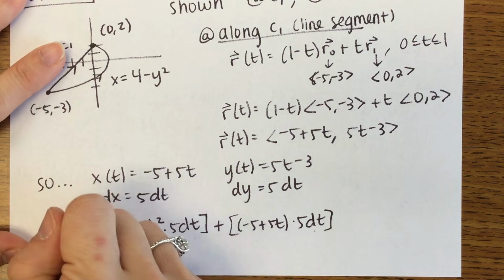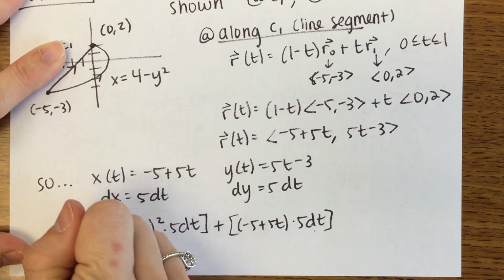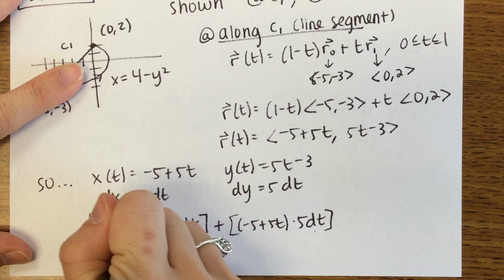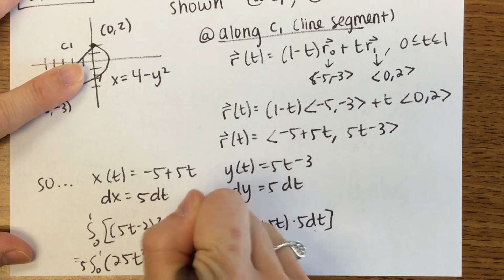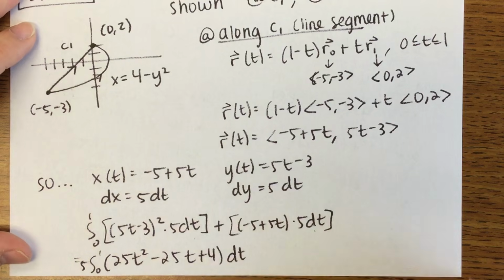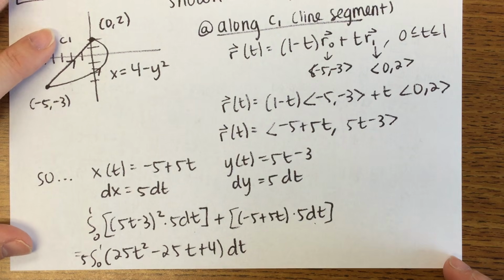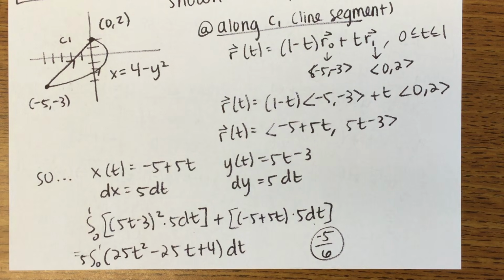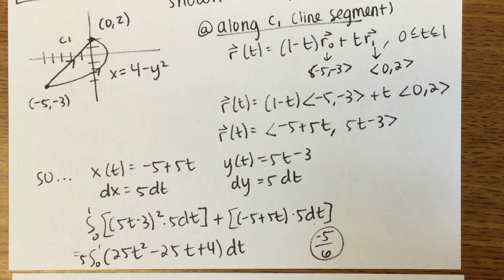Okay. What this becomes, you can take a 5 out. Once you square, multiply by 5, combine all the like terms, you get the integral of 25t squared, subtract 25t plus 4, dt. Once you integrate and evaluate, you get negative 5/6. Okay, that was just part A. You guys with me still?